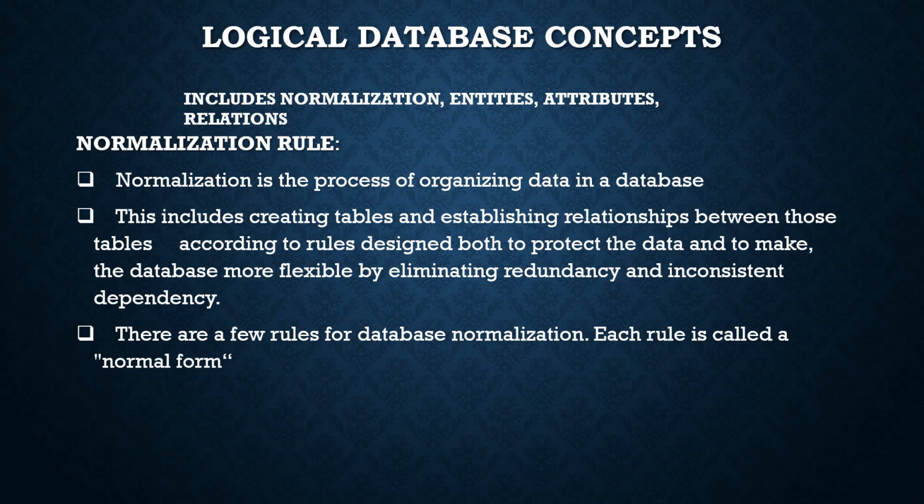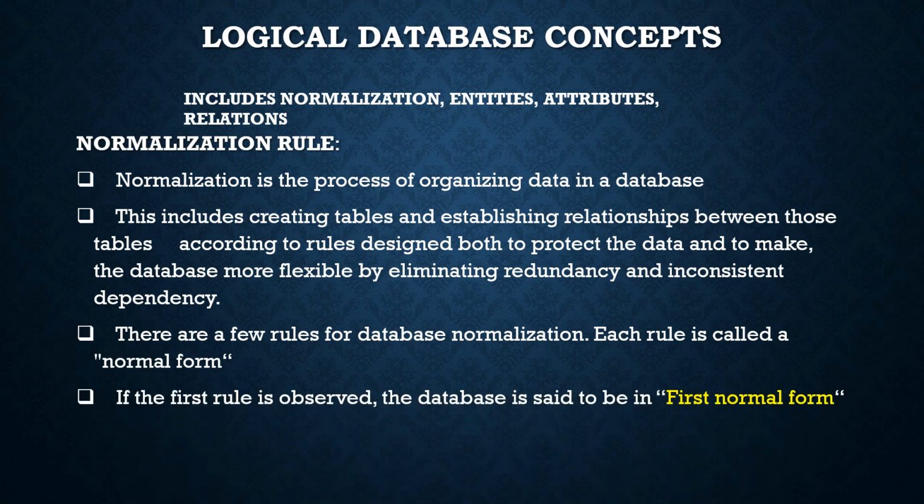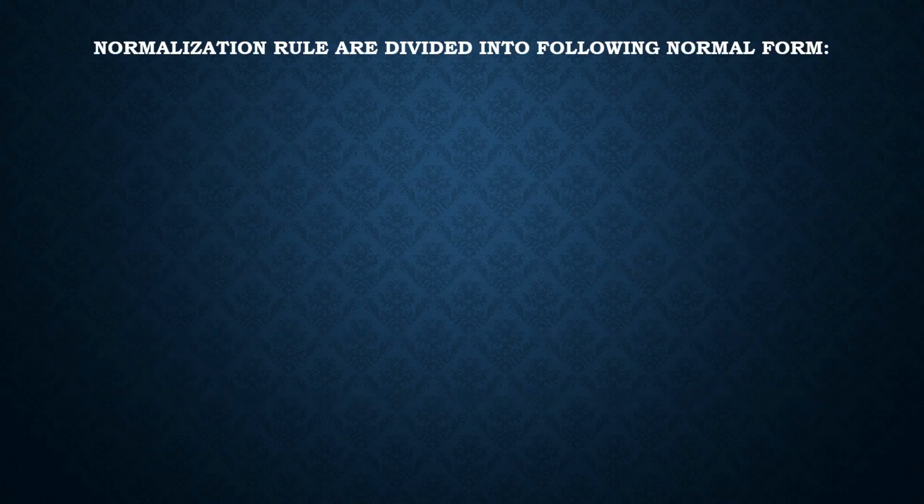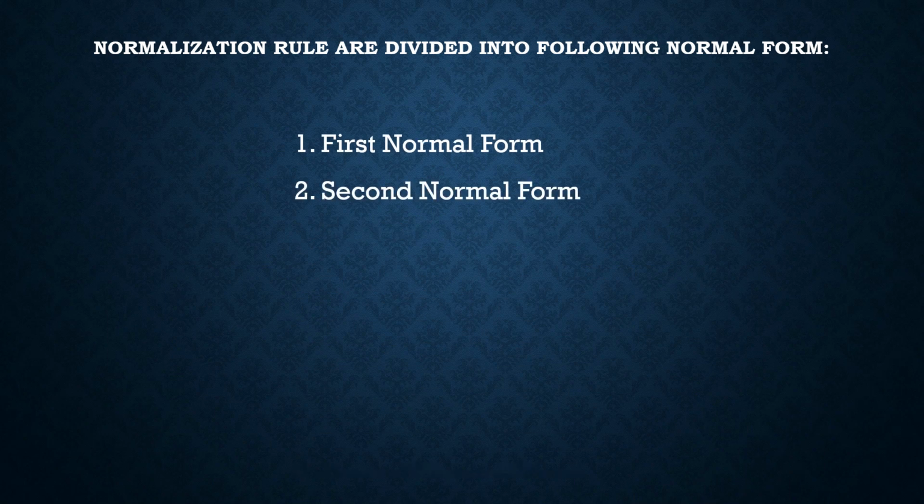There are some rules for database normalization. Each rule is called a normal form. We have first normal form, second normal form, third normal form, and fourth normal form, which is also called BCNF, Boyce-Codd Normal Form. Next, move on to the next slide. If the first rule is observed, the database is said to be in first normal form. Normalization rules are divided into the following normal forms: first, second, third, and fourth normal form.